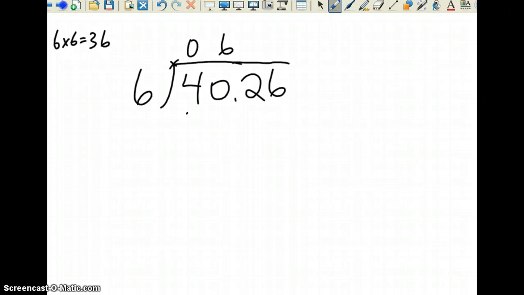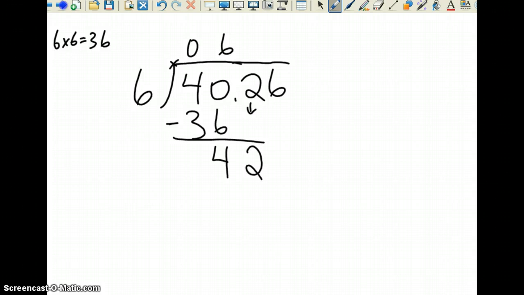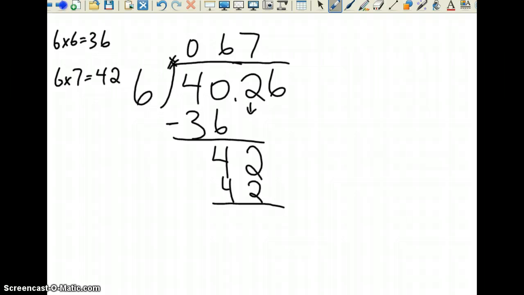6 times 6 is 36, so I put the number underneath the 40. I subtract these two numbers now. So what's 40 subtract 36? And you'll find that that's a 4. Now, I have to bring down my 2 to complete this question. And then I ask myself, how many times does 6 go into 42? Well, 6 times 7 equals 42. I put the 7 up here. 7 times 6 equals 42. 42 subtract 42 equals 0.